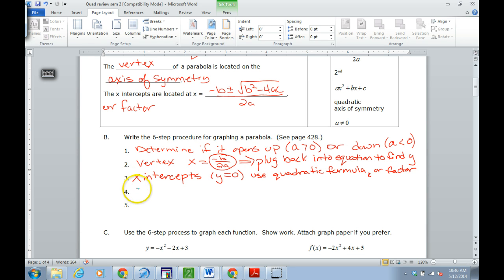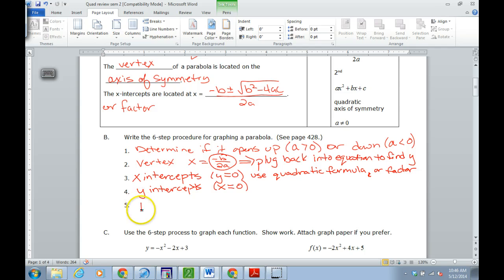Step 4, y-intercepts. How do I find a y-intercept? I'm going to set x equal to 0. And no matter what kind of function you have, that's how you can find the x and y-intercepts. It could be a rational function like we just learned last unit. It could be a linear. It could be anything.